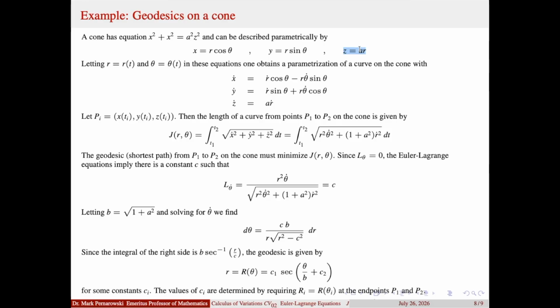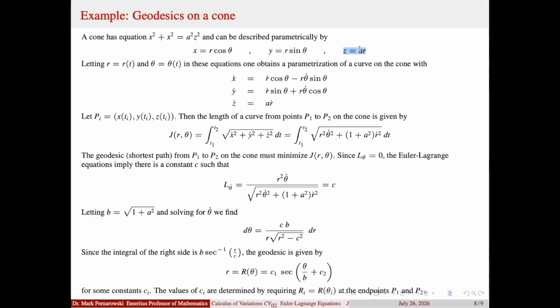What is a geodesic? I talked about this much earlier in the very first lecture. What a geodesic is: if you fix 2 points on the surface, you're trying to find the curve on the surface that minimizes the length.